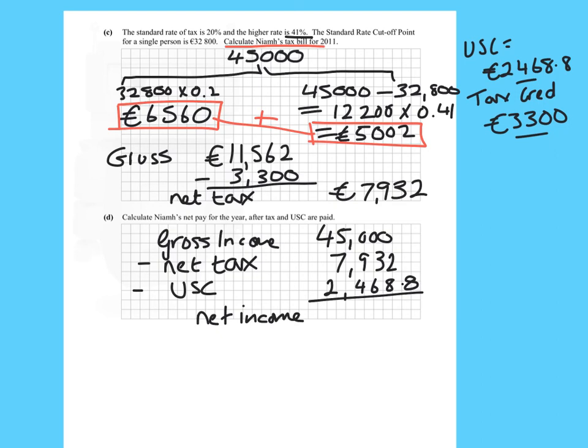So I think you've realised by now that you come away with substantially less when you're working, but that's how tax works. So she gets 34,599.20, and that's the final answer.